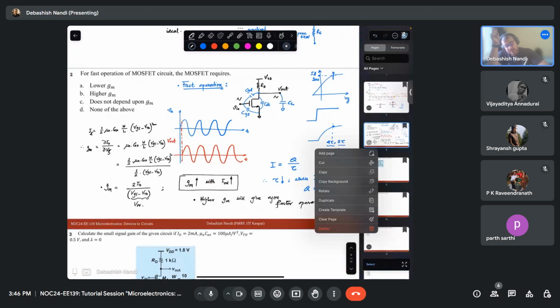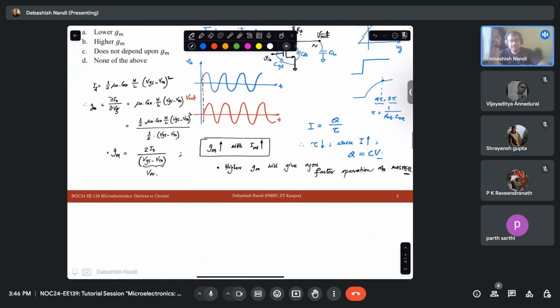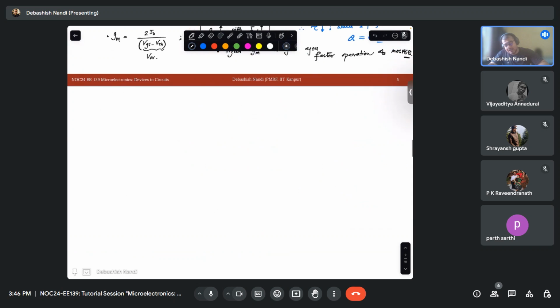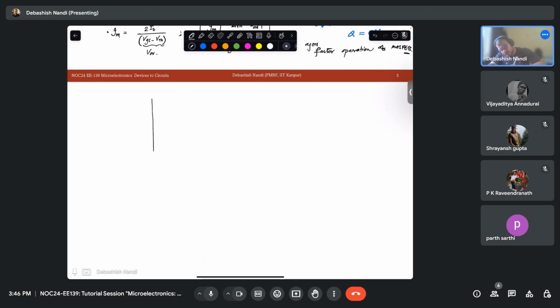And let me tell you another way. This is one way to understand, that your higher GM will help you achieve faster operation. Another way: let's say this is your AV, voltage gain in dB scale, and this is your omega, and you have something like this. Can you recognize this plot? What plot is this?